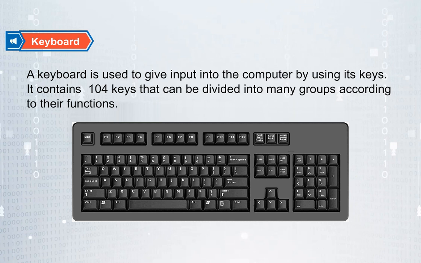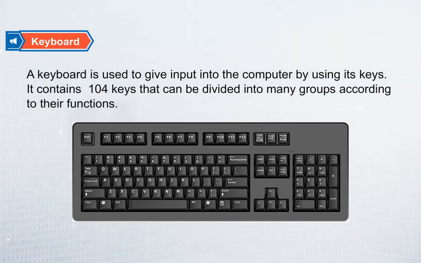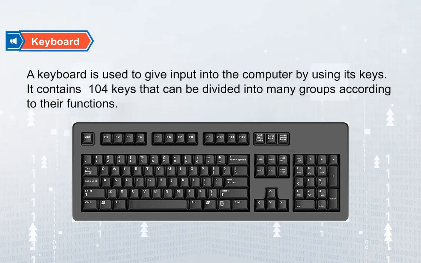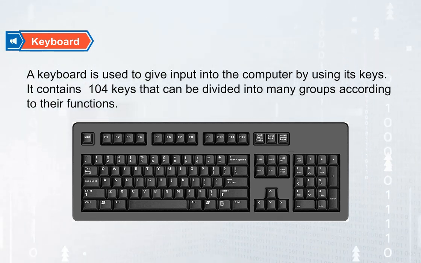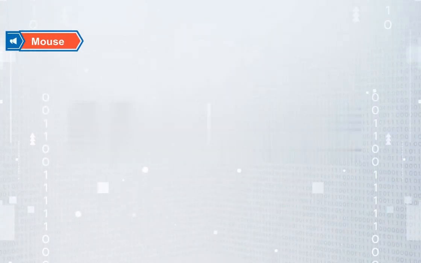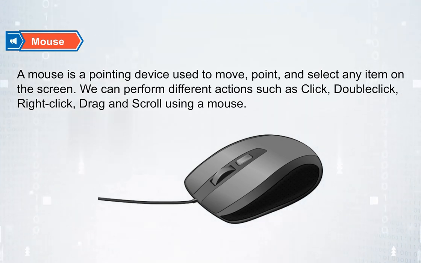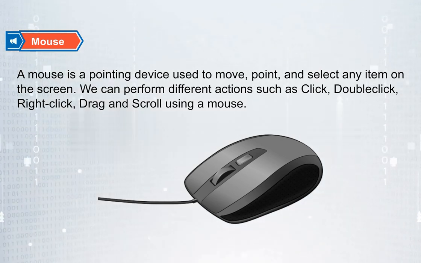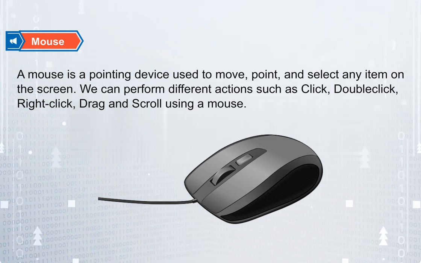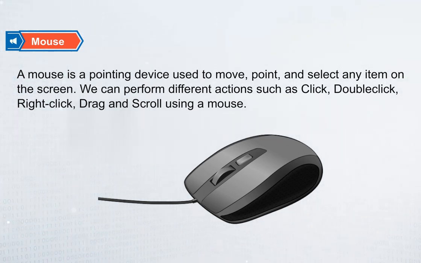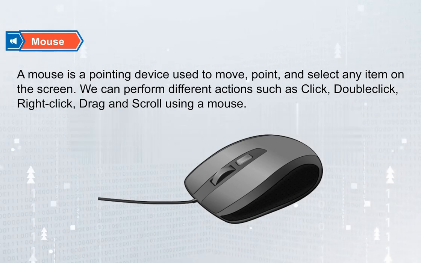Keyboard. A keyboard is used to give input into the computer by using its keys. It contains 104 keys that can be divided into many groups according to their functions. Mouse. A mouse is a pointing device used to move, point, and select any item on the screen. We can perform different actions such as click, double-click, right-click, drag and scroll using a mouse.